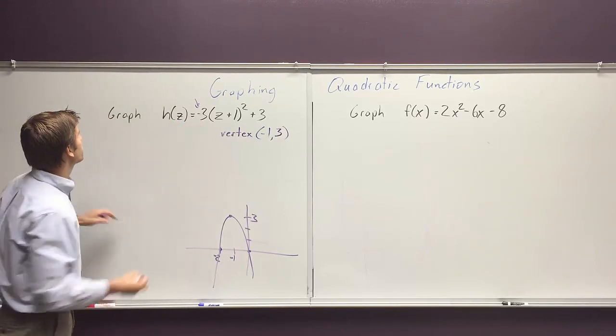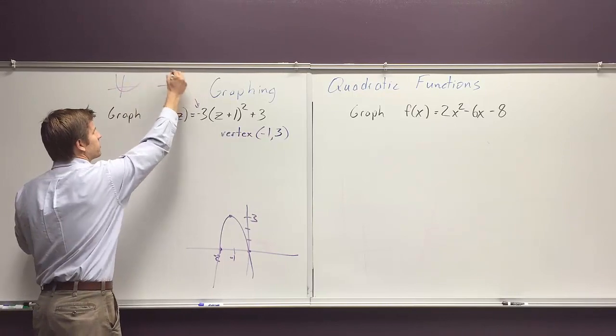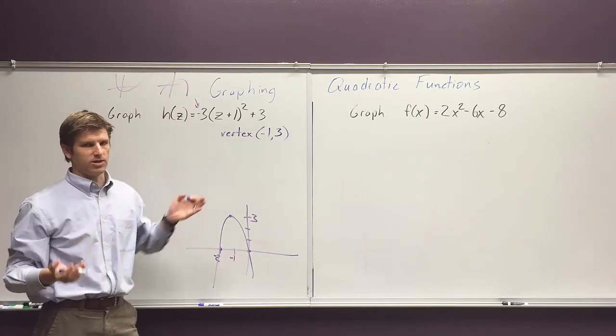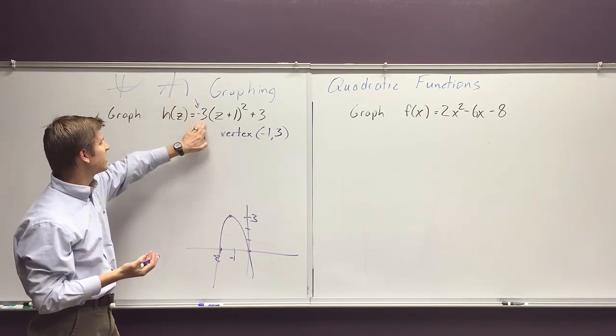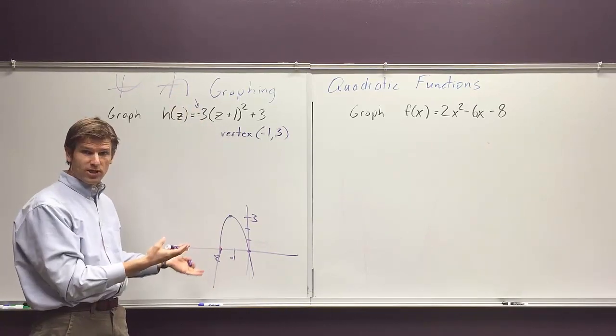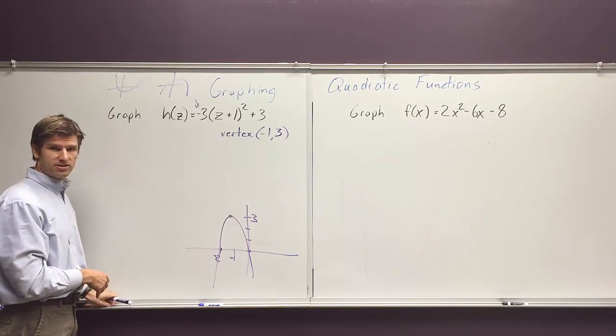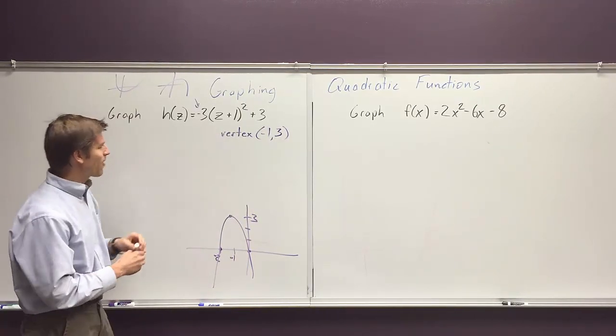Remember, if the lead coefficient is positive, it's going to be cupped upward. If the lead coefficient is negative, it's cupped downward. So we've got a shape, we've got it pretty quickly in standard form here. Well, what else can we see about this parabola? This is about graphing them.